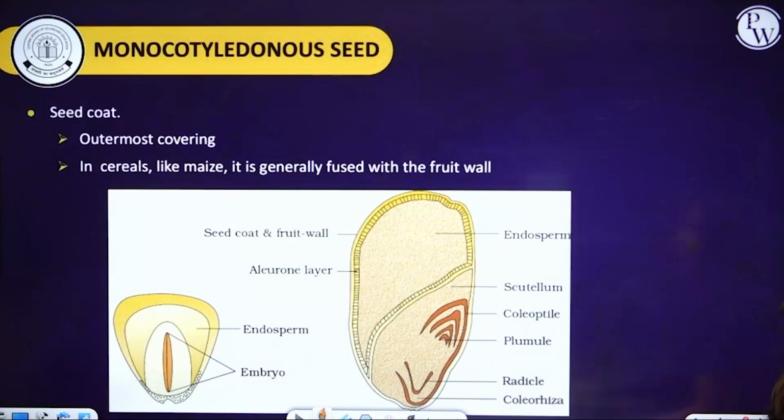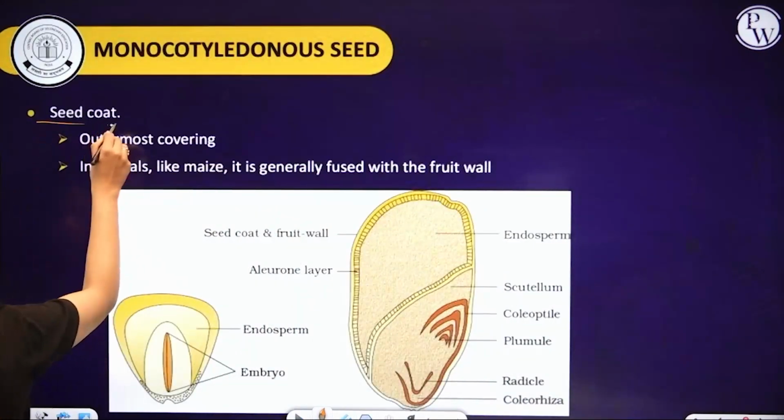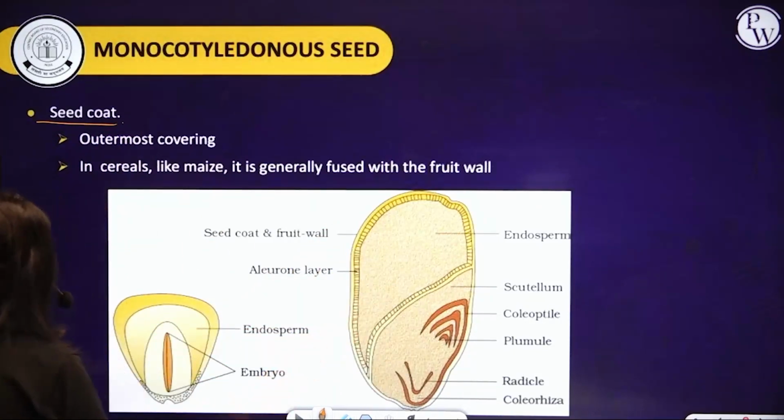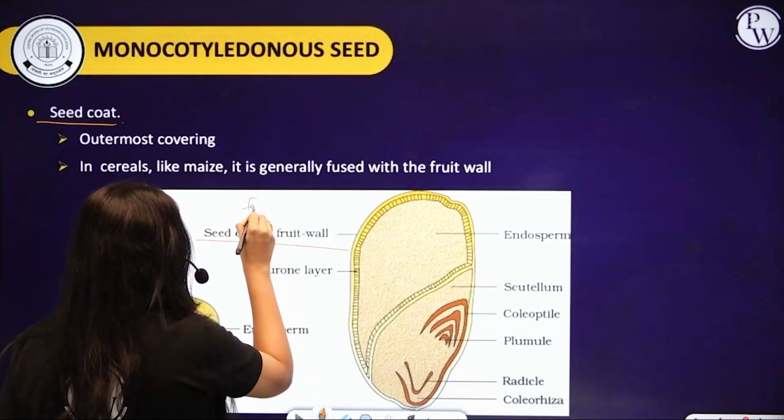Now let's talk about monocotyledonous seeds. Again, this will have the seed coat. In monocot seeds, usually like maize, what happens is the seed coat and the fruit wall would have fused.